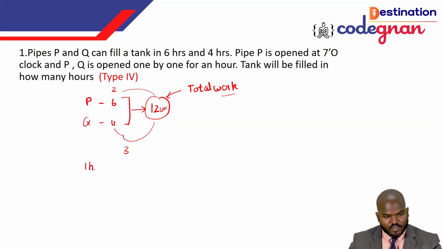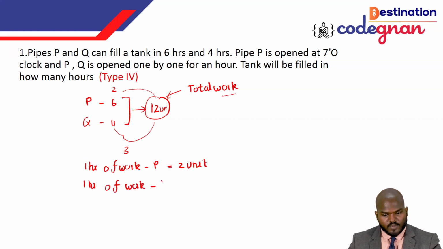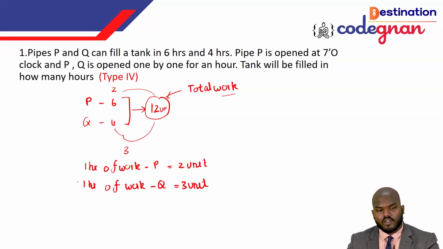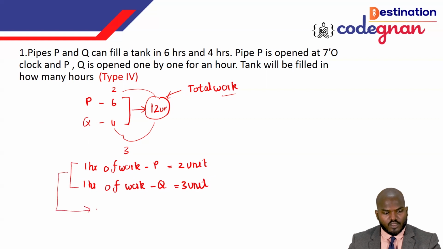So the 1 hour of work with respect to P, we can call it 2 units. The same way, 1 hour of work with respect to Q, we can call it 3 units. If you combine P and Q, working together, it takes 2 hours of work, so P plus Q we can say is 5 units.